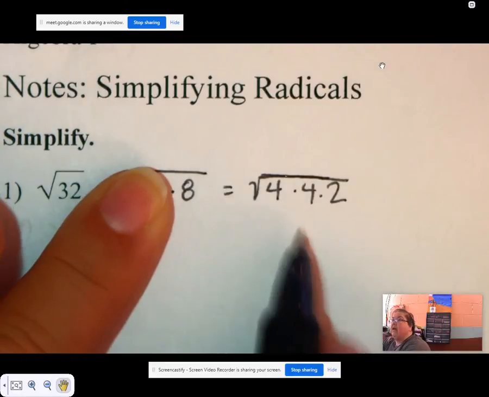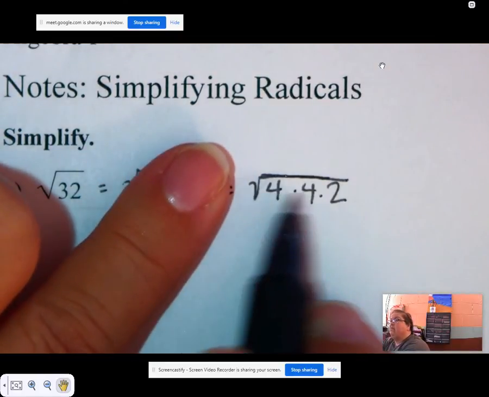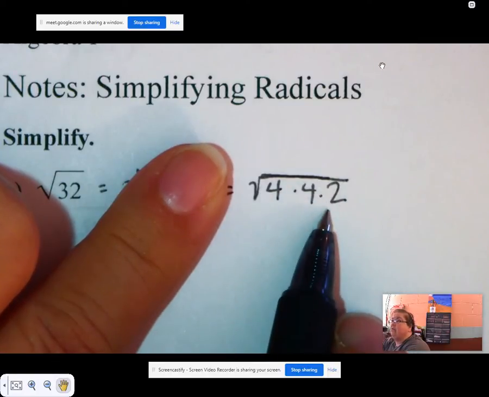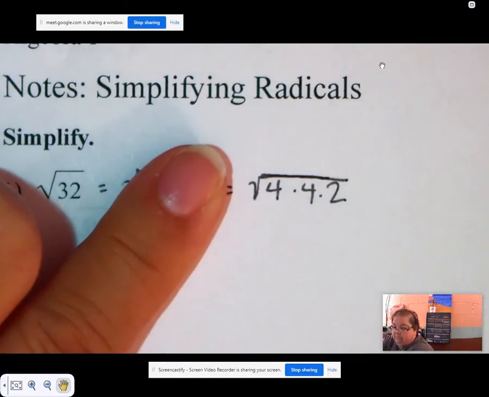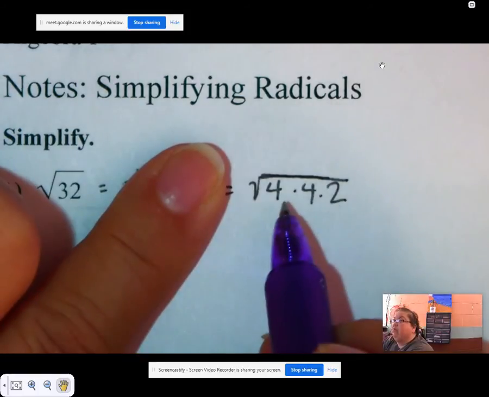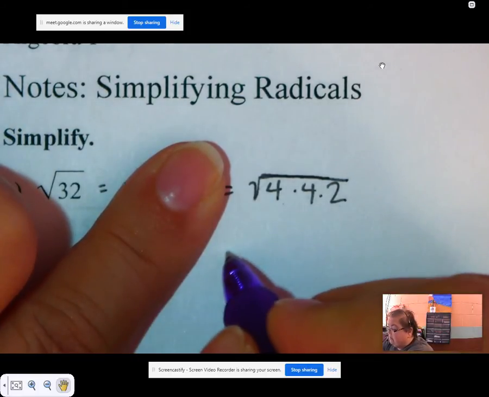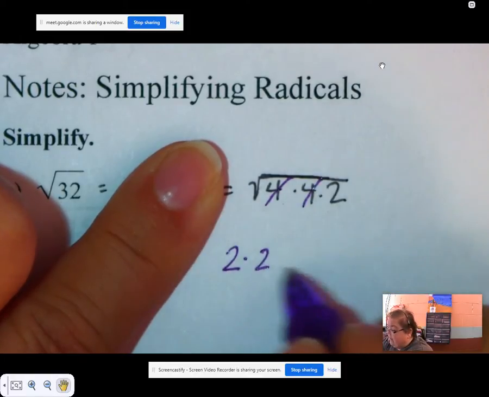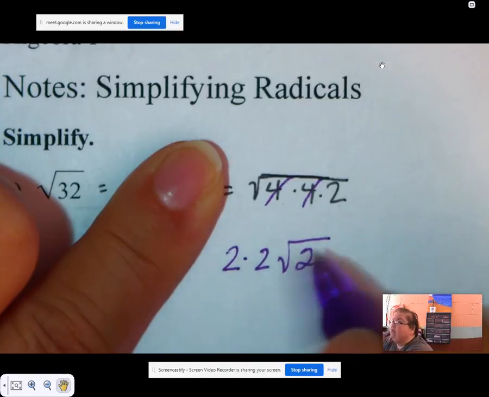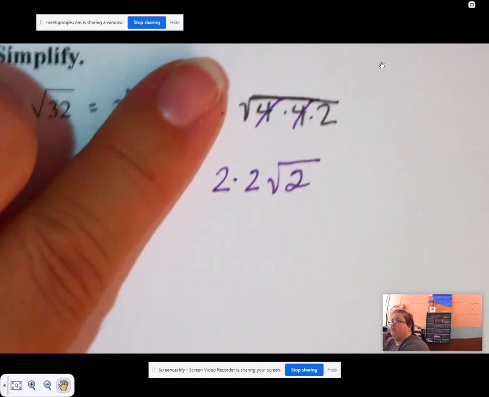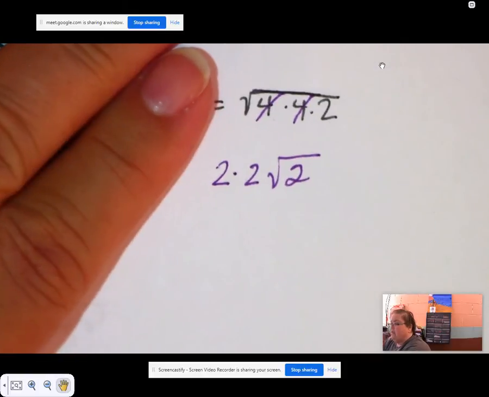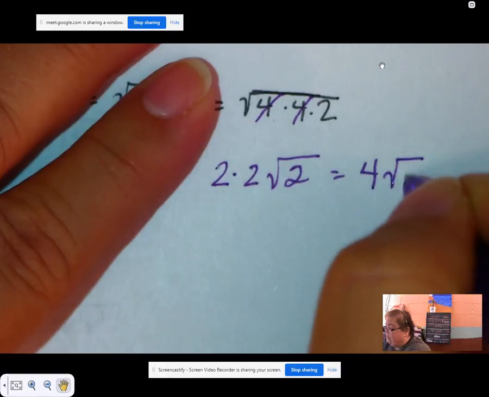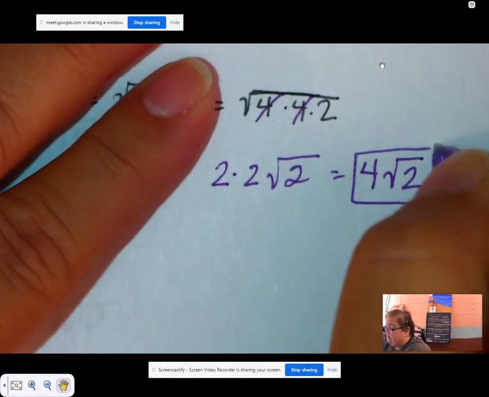So now what I have is 2 perfects, and one that's not has to stay inside the radical. So, what is the root of 4? 2. What is the root of 4? 2. And the 2 stays on the inside because it's not perfect and there's not a perfect in it. Now, 2 times 2 is 4 root 2 is my final answer.